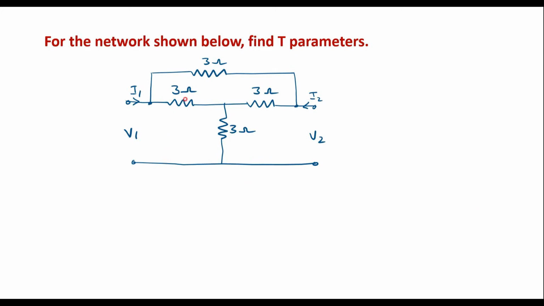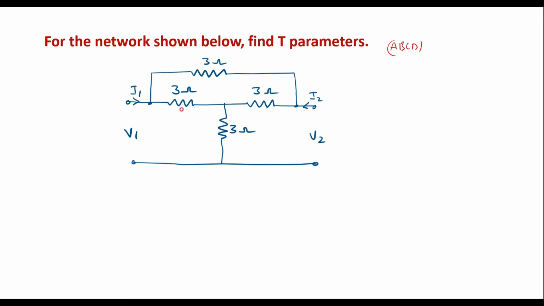In this video, let me consider one numerical on T parameters. For the network shown below, find T parameters. T parameters are also known as ABCD parameters. So this is the given network. We are supposed to find the T parameters of this network.